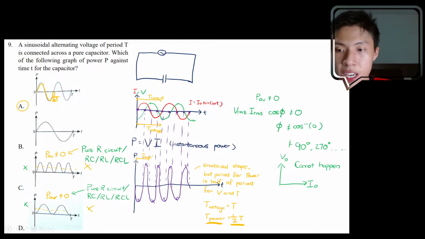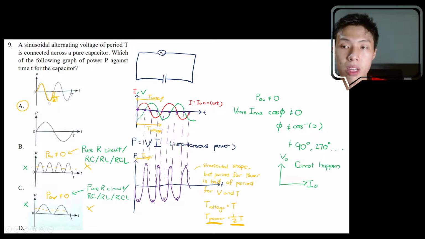So it definitely cannot be pure R, and cannot be pure L, for graph C and graph D, because for pure R and pure L the phi would be 90 degrees and your average power would equal 0, which is not the case for graph C and graph D. Our question gives a pure C circuit, so definitely the average power should equal 0, because at 90 degrees you get average power equal to 0. So if you look here, you can eliminate C and D, leaving only A and B, because A and B both average to 0.